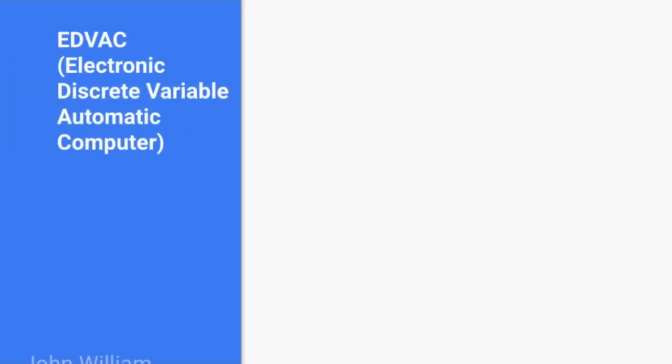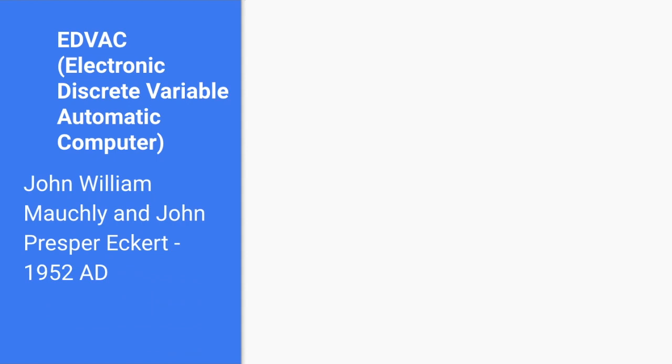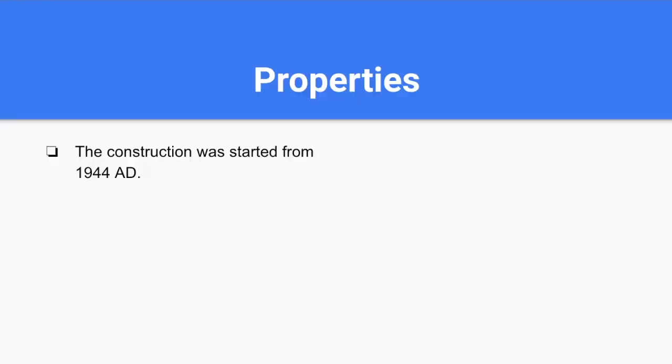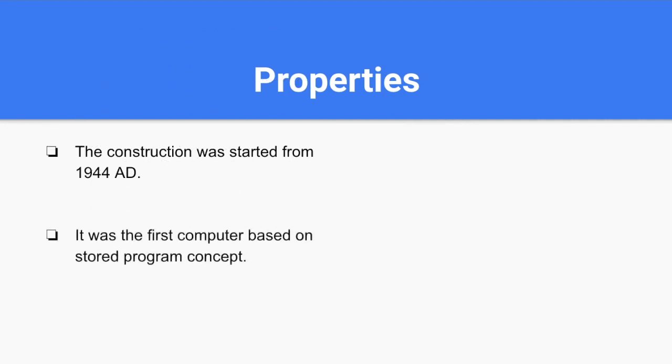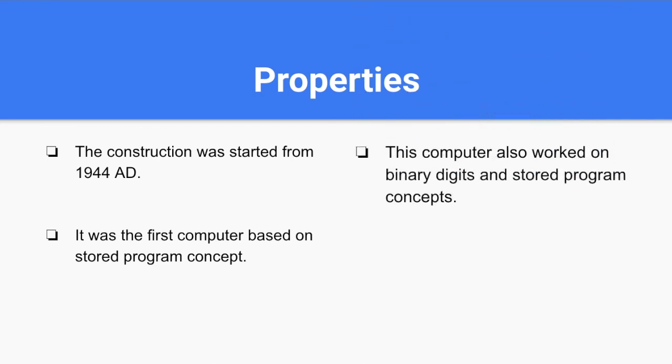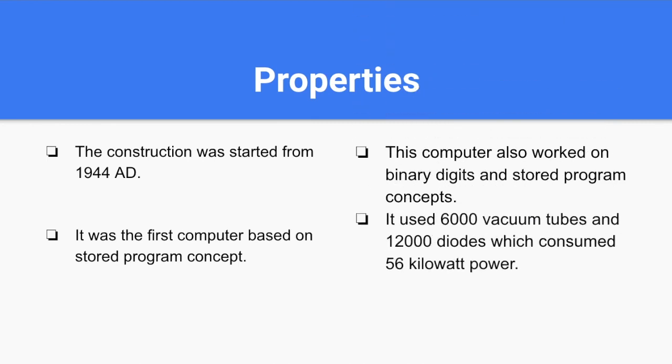EDVAC, this was developed by John William Mauchly and John Presper Eckert. Construction of this computer was started from 1944 AD. It was the first computer based on the stored program concept. The computer also worked on binary digits and the stored program concept. It used 6,000 vacuum tubes and 12,000 diodes and consumed 56 watts of power. It was popularly used up to 1961 AD. Thank you.